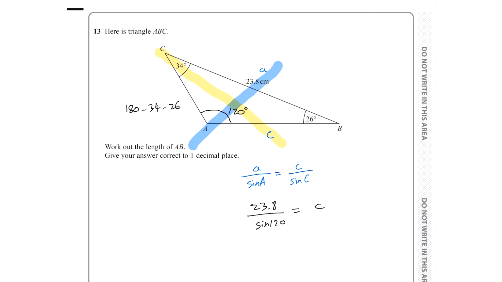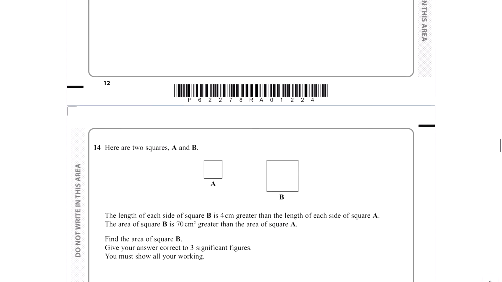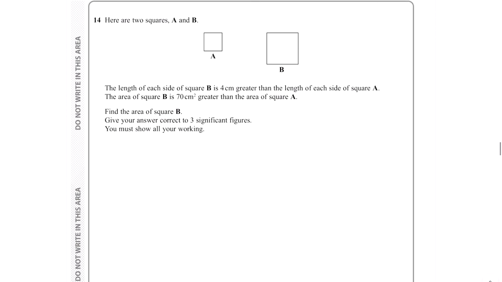But just a little tip, if you can work some angle out, it can always help you unlock some bit of information that can help you solve the question if you don't know where to start. So then we are left with C, which is equal to sine 34 times 23.8 over sine 120, and type that into your calculator and you get 15.4 to 1 decimal place. Moving on to question 14.